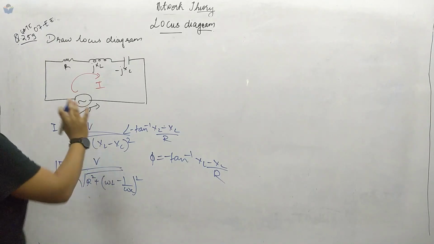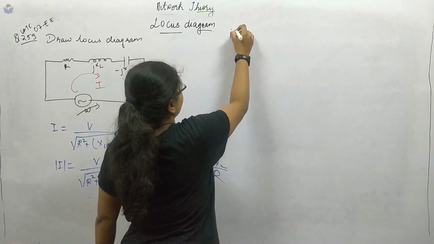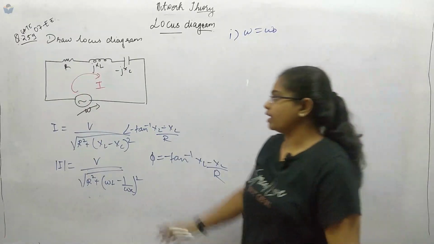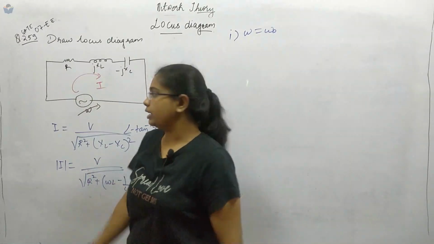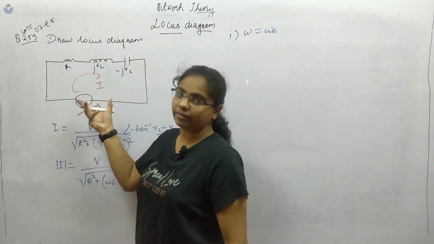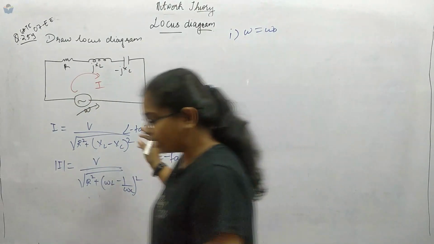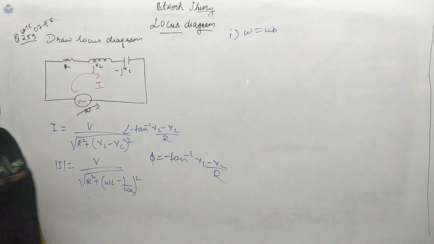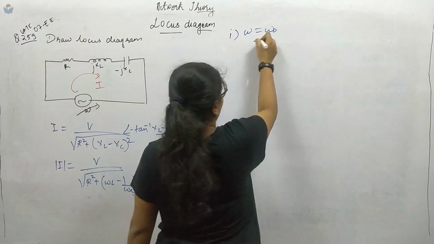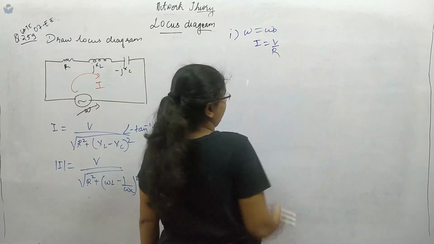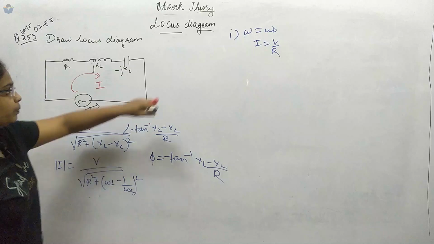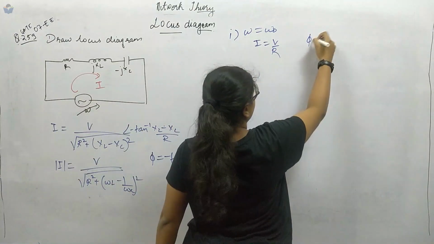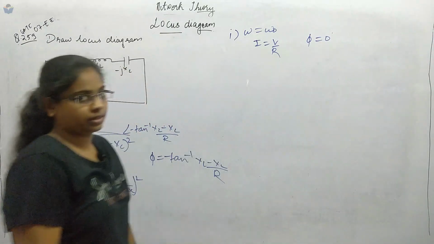Now there is a condition where the frequency equals the resonant frequency. At that time, this path will be short circuited and the circuit will behave like a pure resistive circuit. This is the important thing that you have to note. So at resonant frequency, what will be I? V by R, since this term will be equal to 0. And the phase angle is 0 degrees.